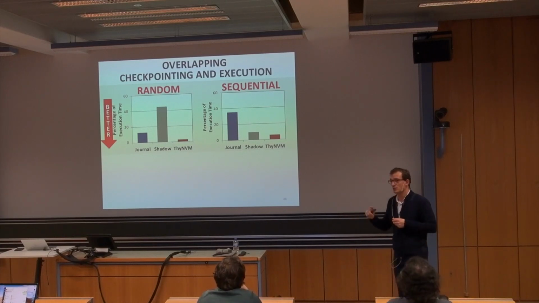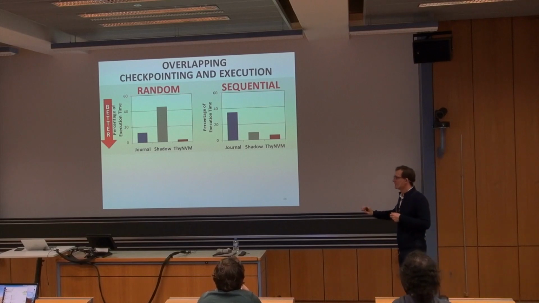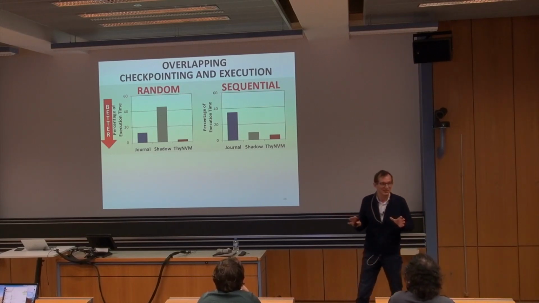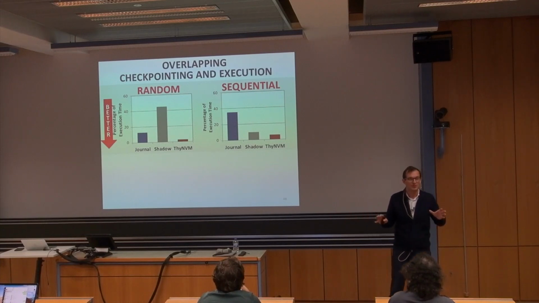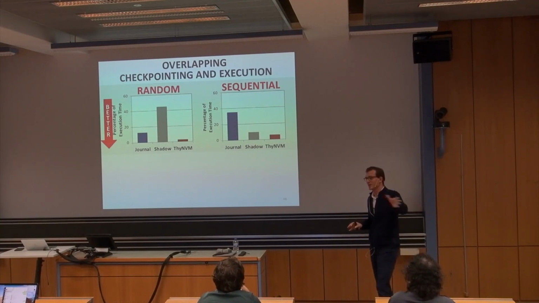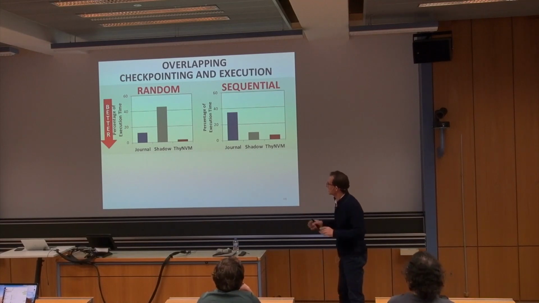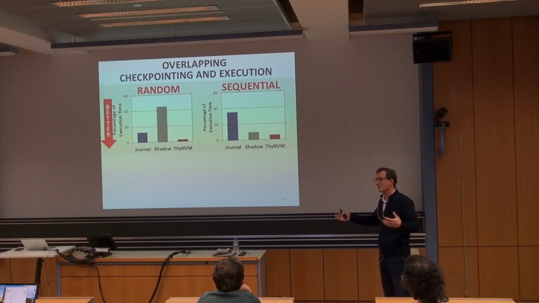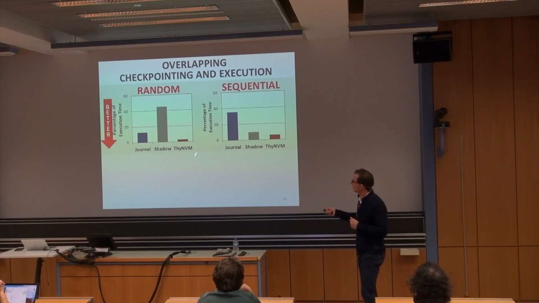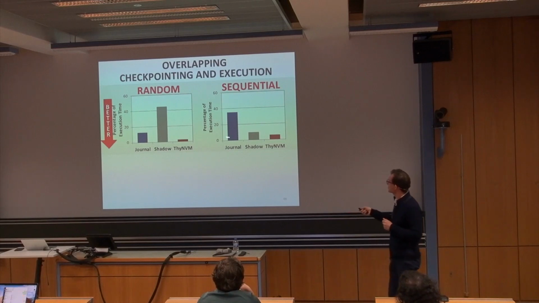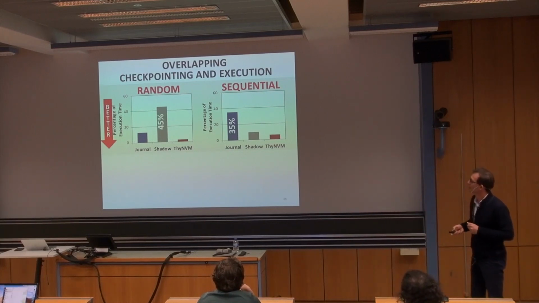Because journaling and shadow paging, the programmer needs to do that. I guess they could potentially overlap checkpointing and execution, but it's not that easy. They need to actually really put a lot of effort into their code. Maybe one thread is doing journaling, one thread is doing shadow paging, and you need to adapt. That's not easy. Whereas in this system, it's automatically happening in parallel, right? As a result, the execution time of the INVM is better than the software-based versions in both cases.